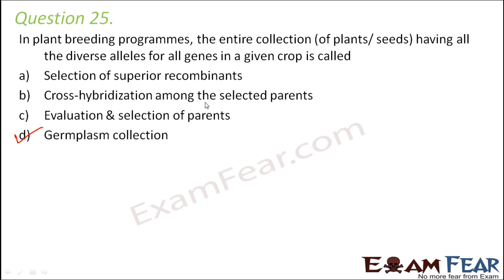If you look at the other options, option A and option C, that is selection of superior recombinants, evaluation and selection of parents, these are basically steps involved in the process of hybridization. When you want to create a hybrid from two different plant species, you select the superior combinations so that you can select the right parents to get the desired characteristics in the hybrid. So these are nothing but steps in the process of hybridization, where we combine characters from different plants to get desired characters. Anyways, here the correct option would be germ plasm collection, because here you are maintaining a collection of all the diverse alleles for all the genes in a given crop.